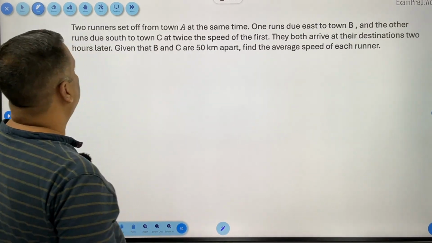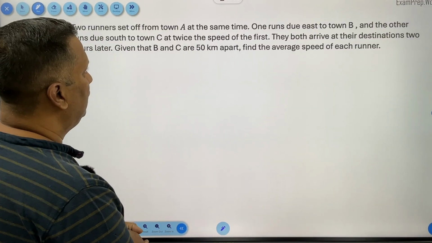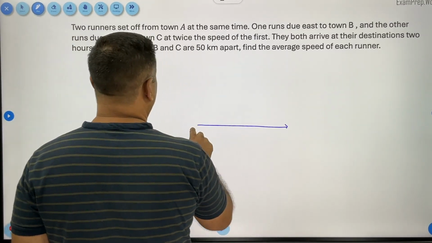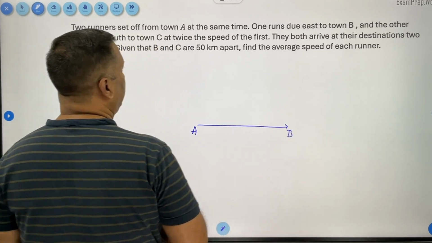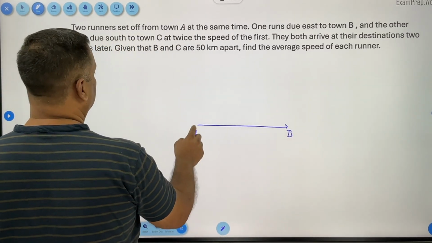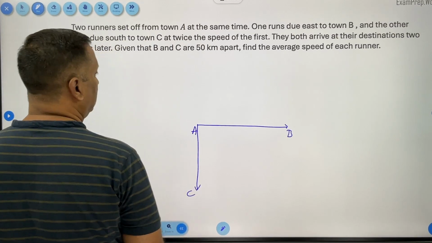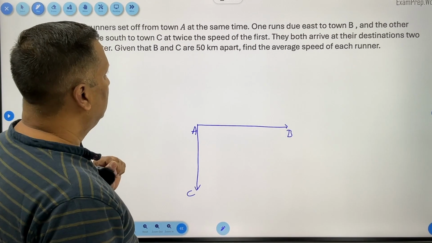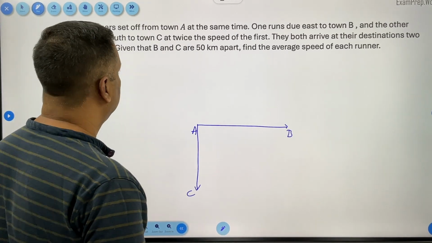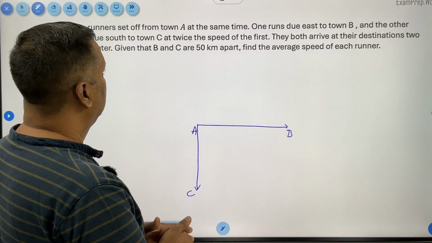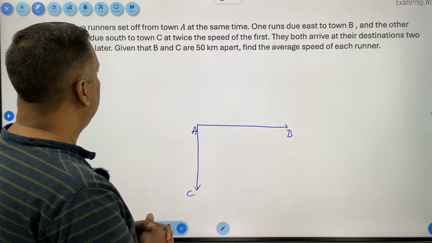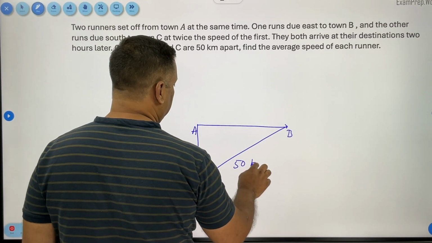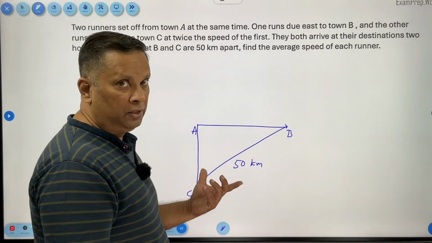Two runners set off from town A at the same time. One runs due east to town B. Somebody is running like this. This is A, he is running to B, and the other is running south to C. His speed is twice. They both arrive at the destination 2 hours later. Given that B and C are 50 kilometers apart.